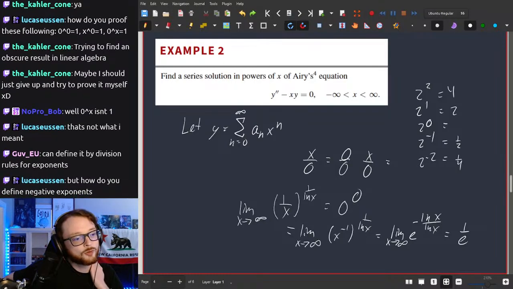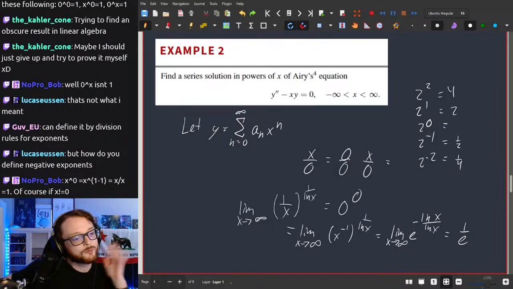If you start trying to do 0 to the x, though, it's not 1. 0 to the 0 can be 1 in the limit sense, but it's not actually 1. And 0 to any other power is 0. Division rules for exponents? Oh, maybe.